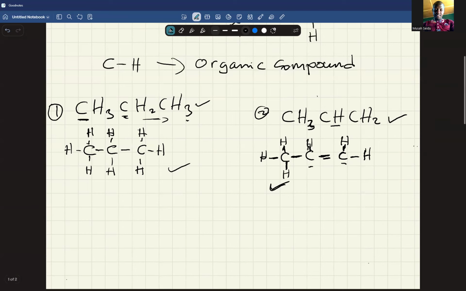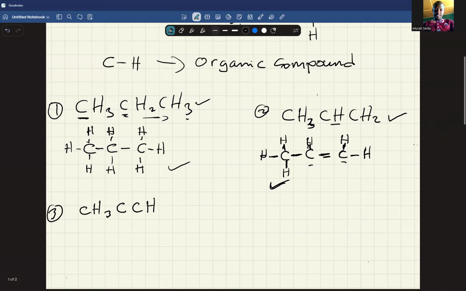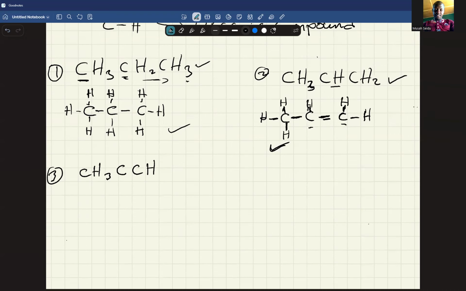Now the next example is I have CH3, C, and CH. Now I have to draw the structure for this. So the first C has 3 H surrounding it. The second does not have any H surrounding it. And the last has only 1 surrounding it.